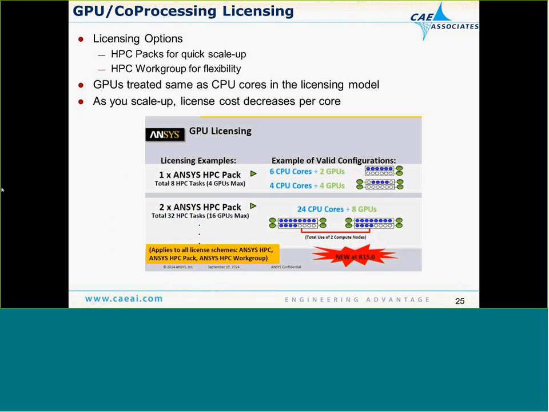As for the GPU co-process and licensing agreements, it works just like adding a core onto your licensing. So if we look at one ANSYS HPC pack that allows a total of 8 HPC processes, we could run 6 CPU cores per job with 2 GPU cards. The thing to keep in mind here is that the licensing is not enabling GPU cores, it enables the whole card. So you have 6 cores and 2 whole cards you could run, or 4 cores and 4 whole cards you could run. That's very beneficial if you're going to use GPU acceleration.